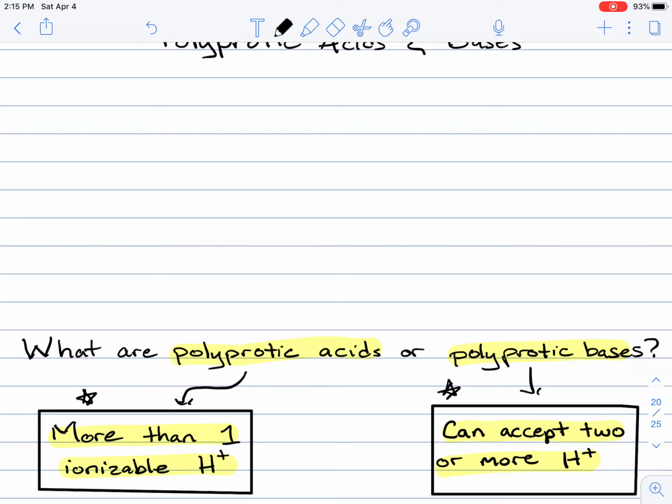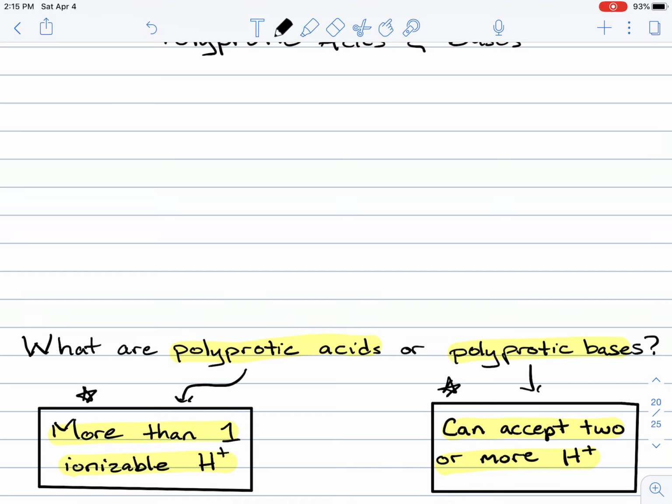Now, you guys have come across polyprotic acids and polyprotic bases at some point in your first semester of general chemistry. One example of a polyprotic acid is carbonic acid. Another example of a polyprotic acid is sulfuric acid. For a polyprotic base, one example is going to be carbonate. Another example is phosphate.